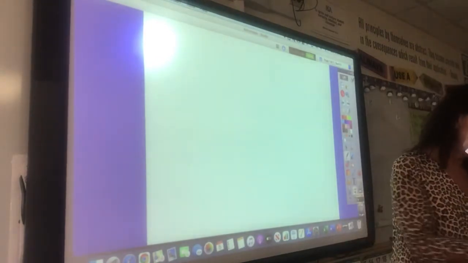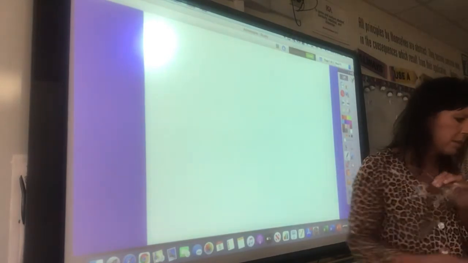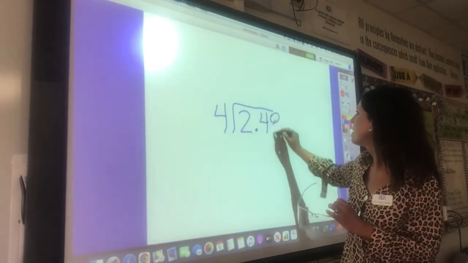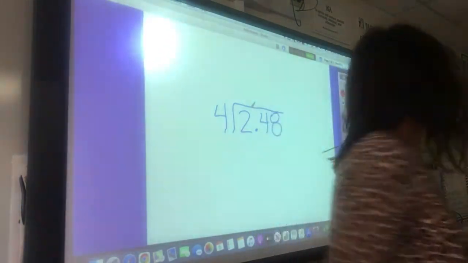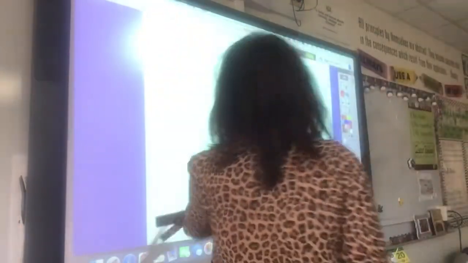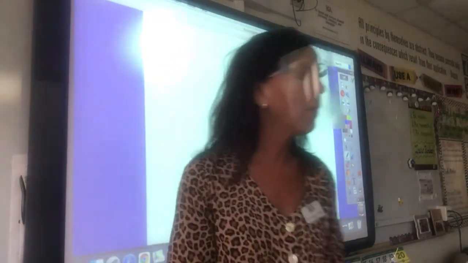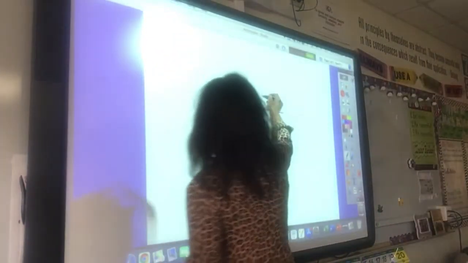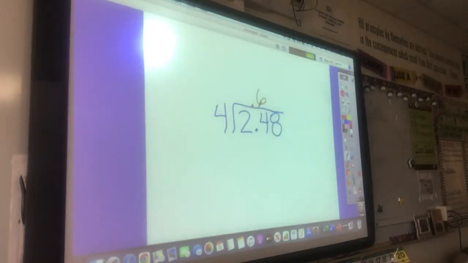All right, let's do 4 into 2.48. Again, our decimal point's going to come up. And remember, we can't put 4 into 2, but we don't need to put a 0 there because it's before the decimal. So then we're going 4 into 24. Remember, you just ignore the decimal. How many times can 4 go into 24, Graham? 6. We don't have anything left over. And then we're putting 4 into 8, which will be what, Haley? 2. So our answer would be 0.62.